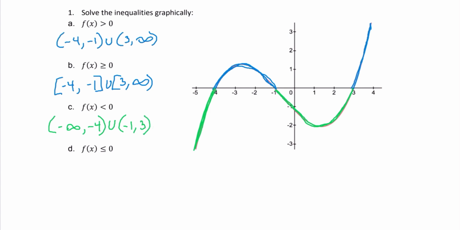D is very similar to C. It's subtle. Be careful when looking at questions like this. This time we're asking where is the function below or equal to the x-axis. So we can now include x-intercepts. -infinity up to -4, we'll bracket the -4, union, bracket the -1, up to 3, and bracket the 3.